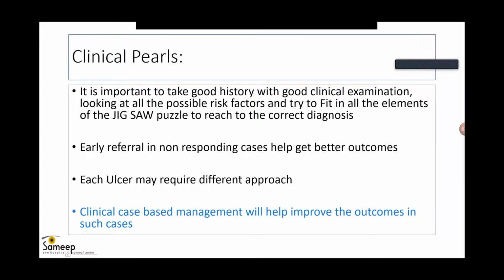So to summarize, it is important to take a good history with a good clinical examination, looking at all the possible risk factors and try to fit in all the elements of the jigsaw puzzle to reach the correct diagnosis. Early referral in non-responding cases would help get better outcomes. And each ulcer may require a different approach. So clinical case-based management will help improve the outcomes in non-healing corneal ulcers.